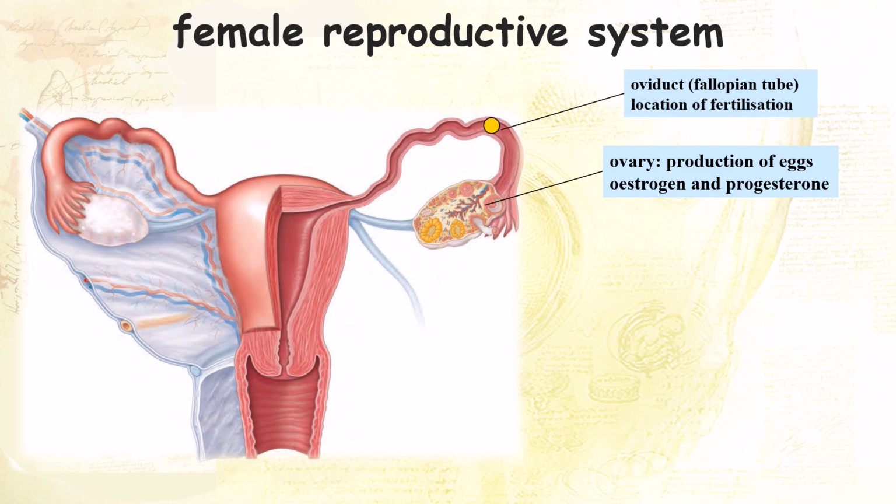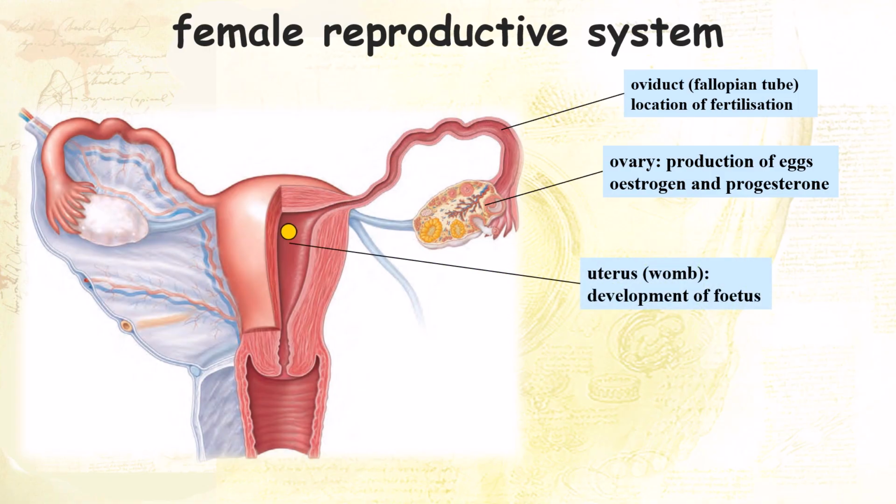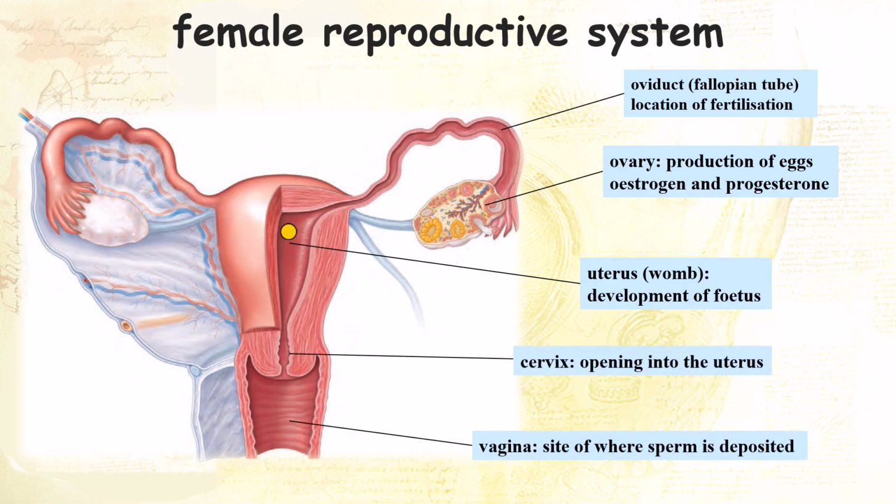Peristalsis of the oviduct and cilia, similar to those found in the trachea, help to move the immobile egg along the oviduct. The oviduct is also the site where fertilization occurs. The embryo will continue to move towards the uterus, where it will develop into a fetus. The opening of the uterus is the cervix, while the vagina, or birth canal, leads from the cervix to the outside and is where semen is deposited during copulation.